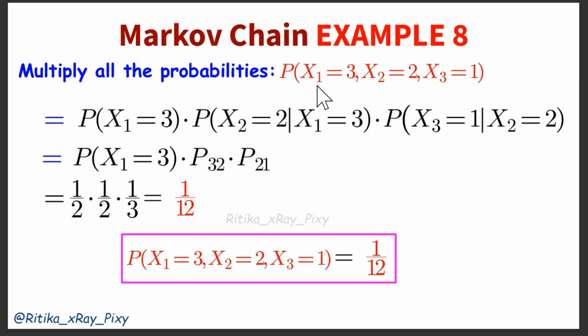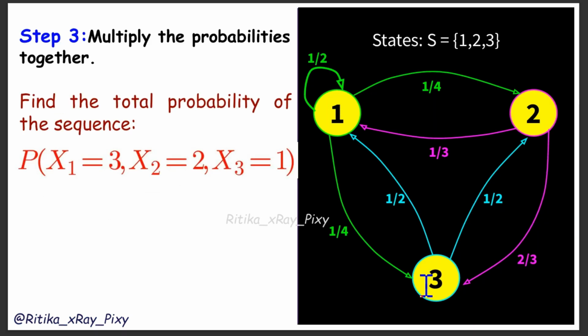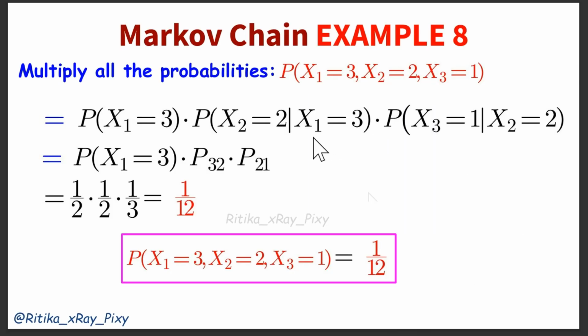So P(x1 = 3) is the probability that the system starts in state 3. Next you can see the probability that the system goes to state 2 given it was in state 3. So why are we multiplying here? Because we are dealing with a sequence of events, and each step depends on the previous step.